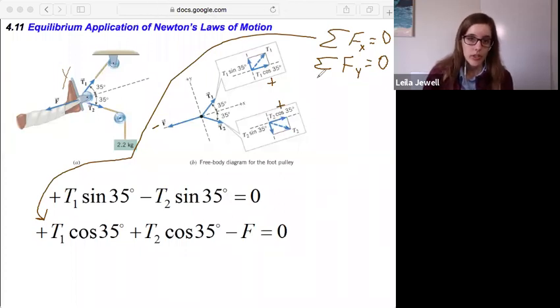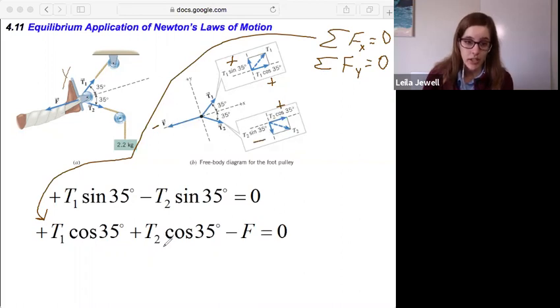Now, what about the y direction? Well, for the y direction, we don't have to worry about the force F at all. It's just going to be T1 and T2. We do have to be careful with sign here because T1 is going in the positive y direction, but T2, notice, is going in the negative y direction.